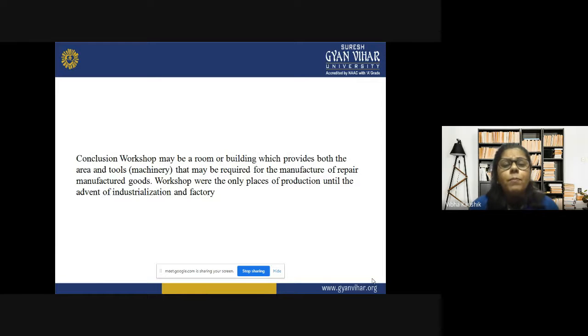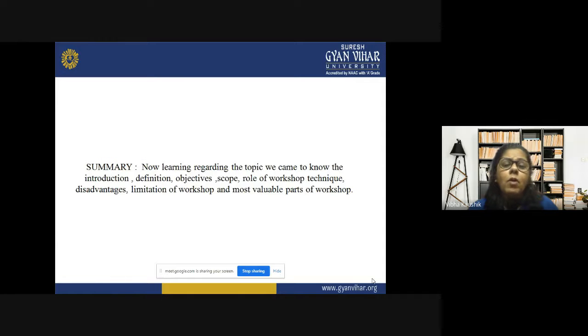Conclusion: a workshop may be a room or building which provides both the area and tools, machinery that may be required for the manufacture or repair of manufactured goods. Workshops were the only places of production where the production had to be done until the advent of industrialization and factory. Summary: now learning regarding the topics, we come to know the introduction, definition, objective, scope, role of workshop technique, disadvantages, limitations, and most valued parts of workshop.